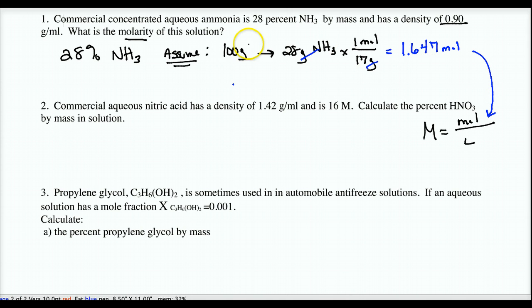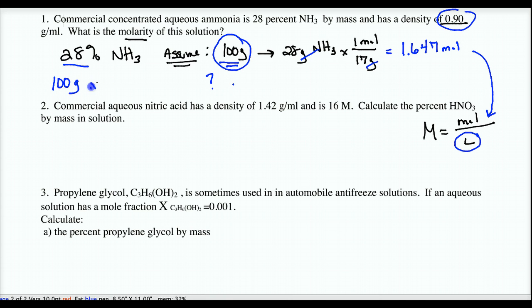Now, problem is I need, what's the volume of my solution? I need a liter of solution. Well, if I have 100 grams of the solution, that's why 28 grams of it was NH3, how much volume does 100 grams of the solution have? And that's where the density comes into play. So I take my 100 grams of solution, which I assume, because remember, molarity is a relative figure based on how much stuff you have, how much volume you have. So is this value, percent by mass. So it doesn't matter, okay?